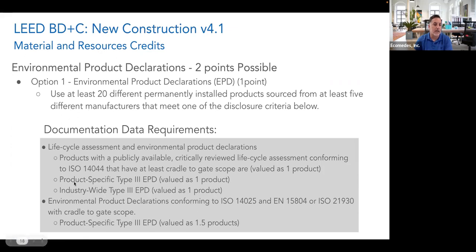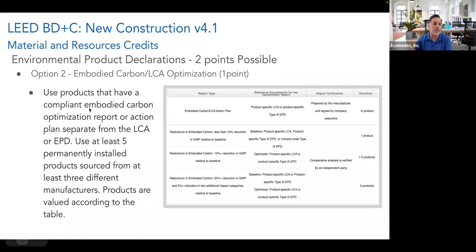What we do is we take a look at our database and find products that have matching elements. Option number 2 is a little optimization around the embodied carbon or LCA. Again, a little table from the LEED workbook. It has all the different variants, what counts for a half a point, a full point, 1.5 points, or 2 in terms of product count.